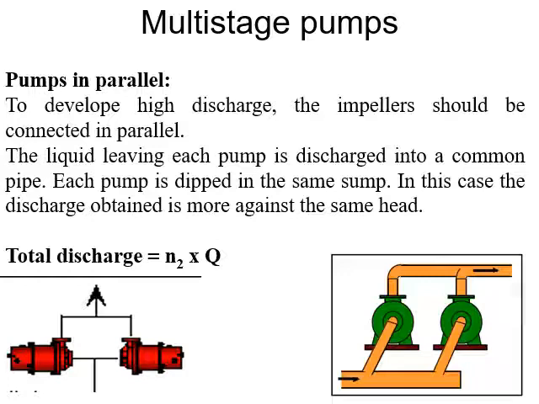That means if you want more discharge or more capacity from the pump, at that time pumps are connected in parallel. So here the total discharge is equal to N times Q, where N is the number of pumps used and Q is the discharge from a single pump.